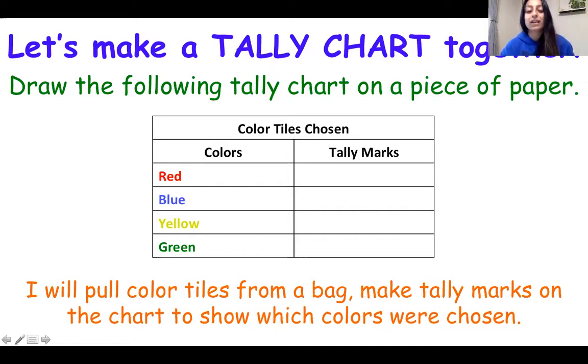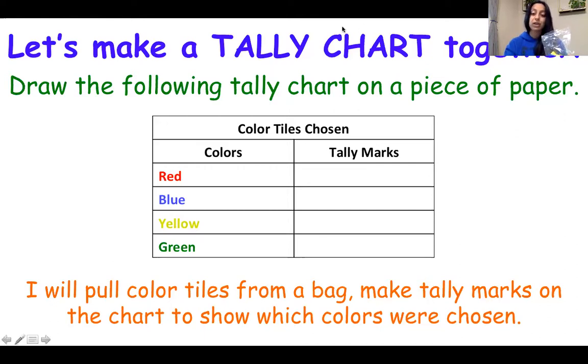All right, friends, you should have all drawn this tally chart on your paper. Now, I have a bag of color tiles. There are some red tiles, there are blue tiles, there are green tiles, and there are yellow tiles in this bag. I'm gonna pull color tiles from the bag. And you're going to draw tally marks on your chart to show which color tiles I'm choosing, okay?